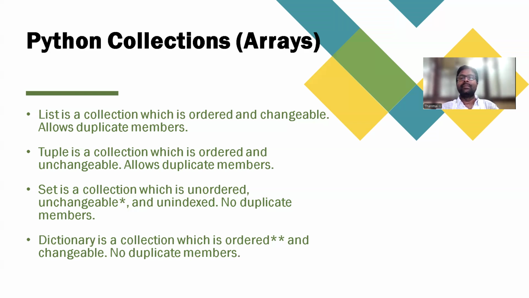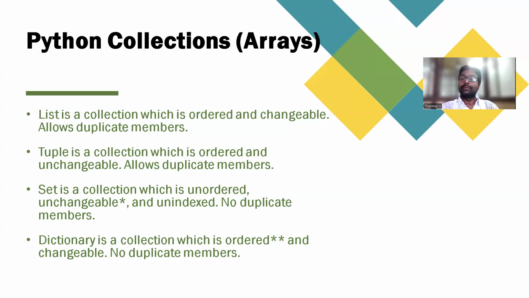In a list, the elements are changeable. That means whatever elements are available in a list, you can change those values. So that's why a list is called a changeable collection, or a mutable collection. I think it's clear, right?